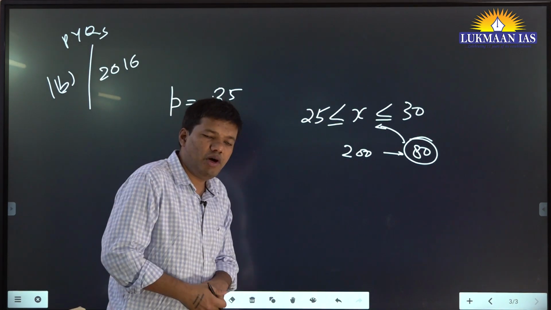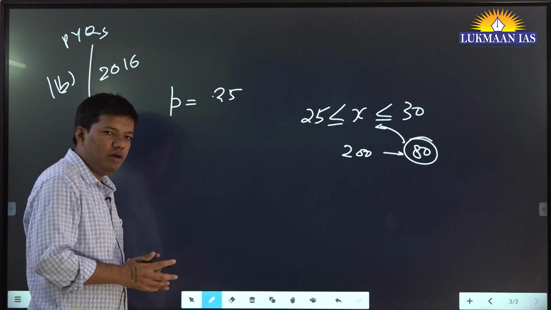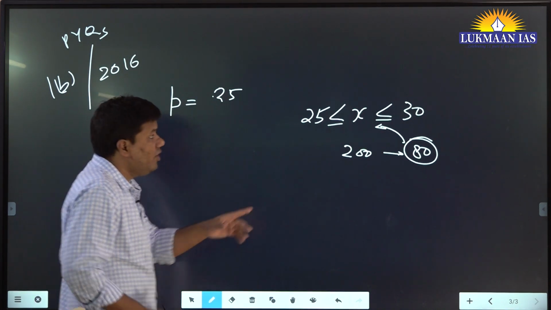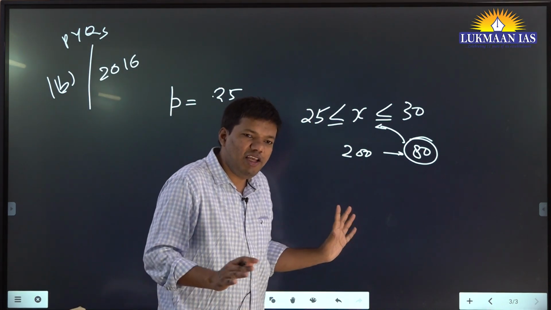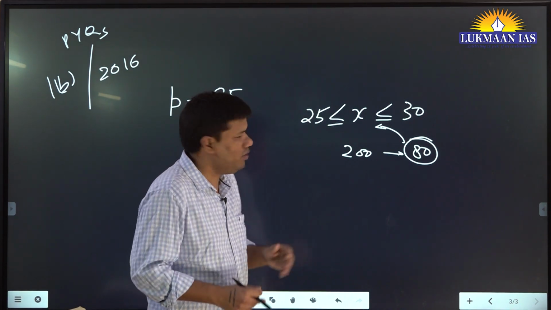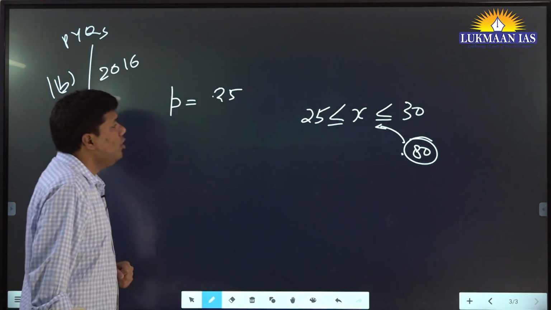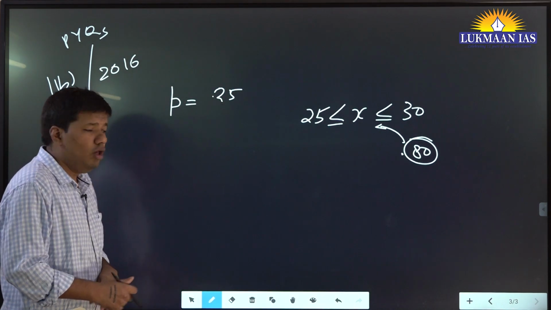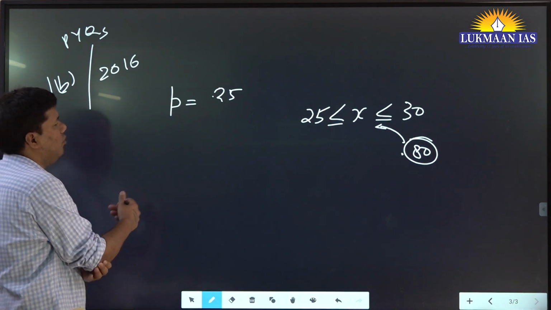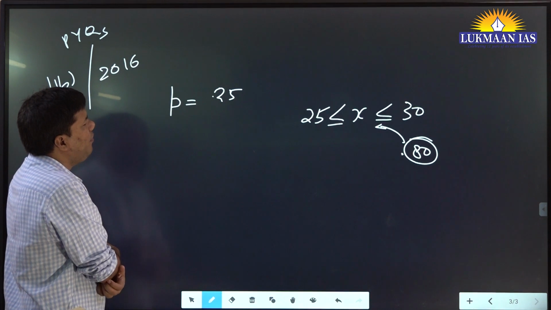And what is the n value here? 200 or 80? See, out of 80 you are choosing. 200 in this question is superfluous information, not redundant, superfluous. So out of 80, you are looking for how many successes? 25 to 30. Now you can do it by 2 methods: you can apply normal distribution, or you can apply binomial as well.